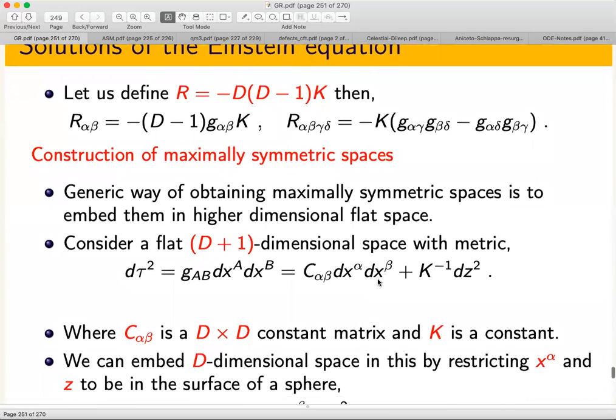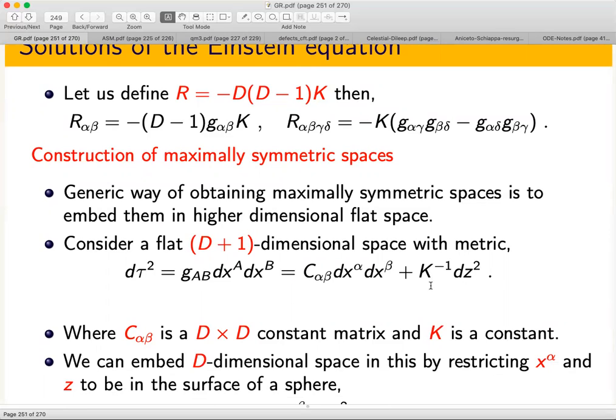Fine. So the generic way of obtaining maximally symmetric spaces is to embed them in higher dimensional flat space. So what you do is you start with a higher dimensional space. The higher dimensional space is flat. By flat I mean it doesn't have to be completely diagonal. If it is diagonal, of course, life is even simpler. But G_AB doesn't have to be diagonal, but C_AB that is written down out here is a constant d by d matrix. It's a d by d matrix, but with constant entries. And K, it's the same K that we are writing down here, is K inverse times dz squared.